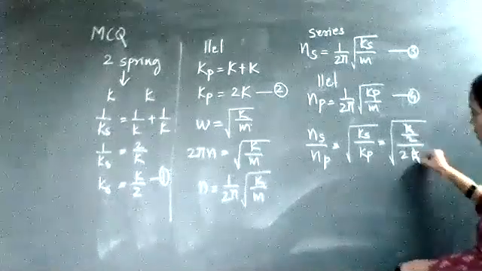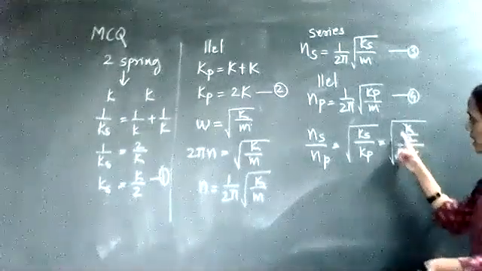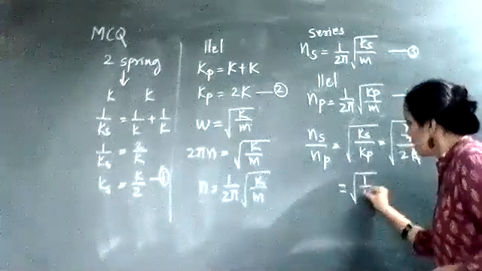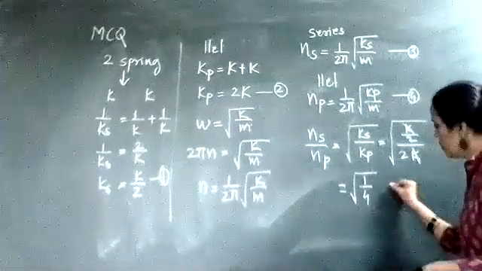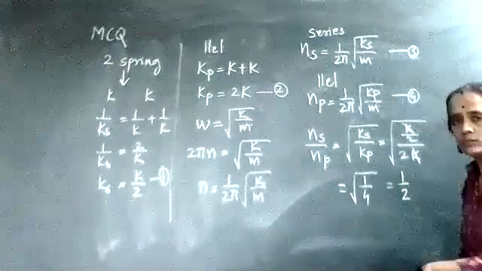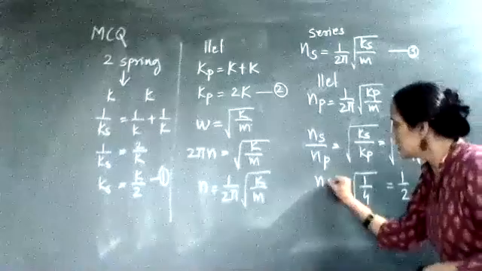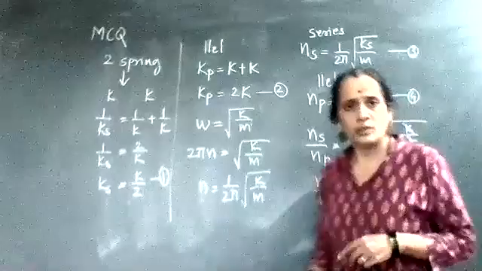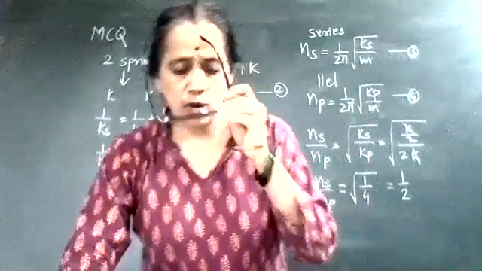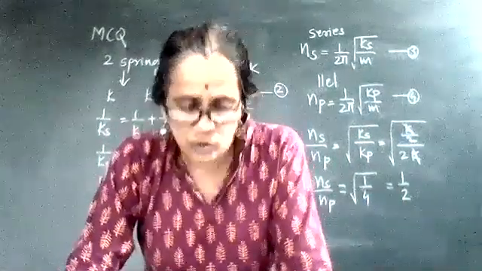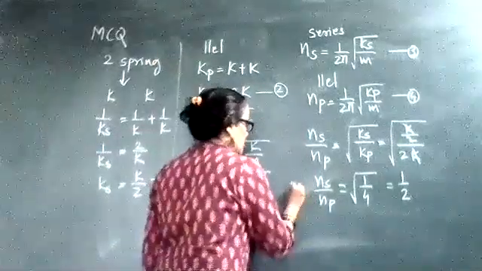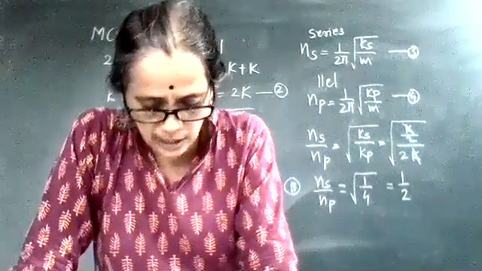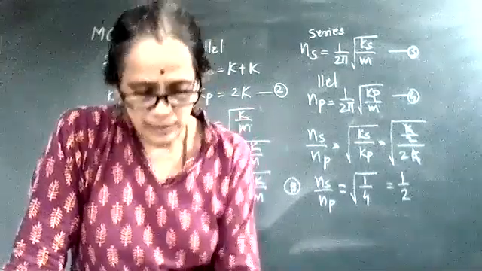So this k factor will get cancelled. And what I am getting is 1 by 2 divided by 2, which can be written as square root of 1 by 4. And square root of 1 by 4 is nothing but 1 by 2. Means what I am getting is frequency ratio 1:2. Clear? So see, what is your option number here? 1:2 means your answer is option B. Clear? So this is about your fourth MCQ.